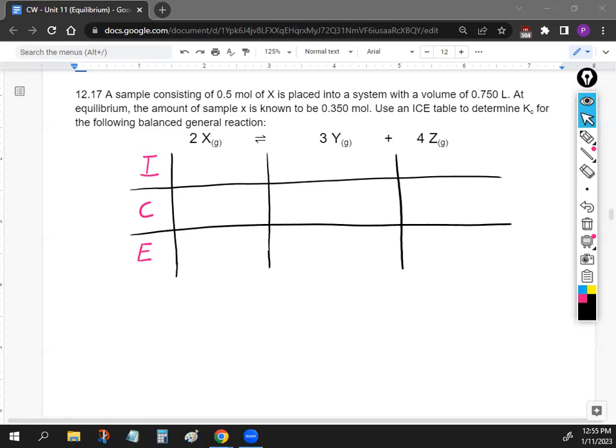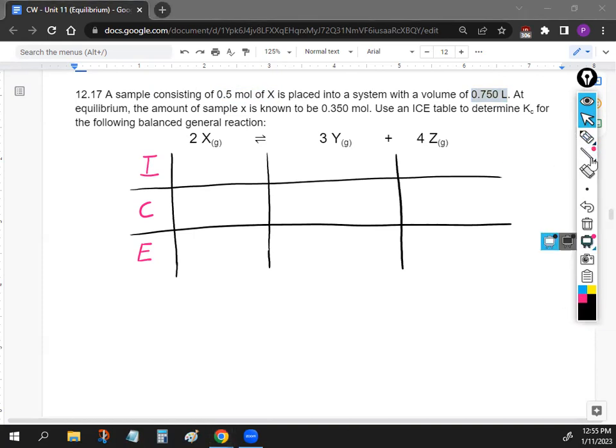All right, so let's go into this problem. So we set up our ice table. Now we got to start filling in the info that we have. And what we do is we got to go through the problem, okay? So it tells us a sample consisting of 0.5 moles of X is placed into a system with a volume of 0.75 liters. Okay, so we'll stop right there. Don't fill in anything to the ice table.